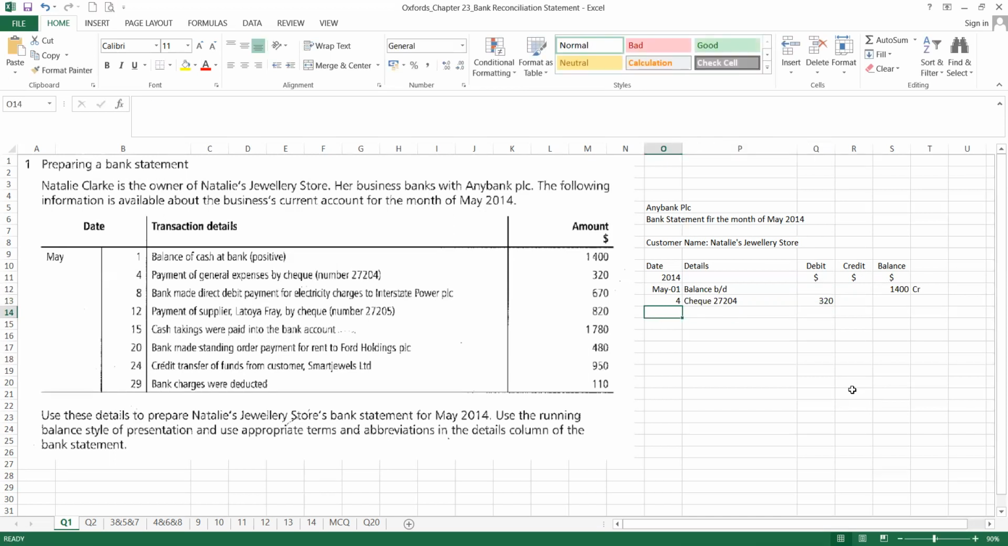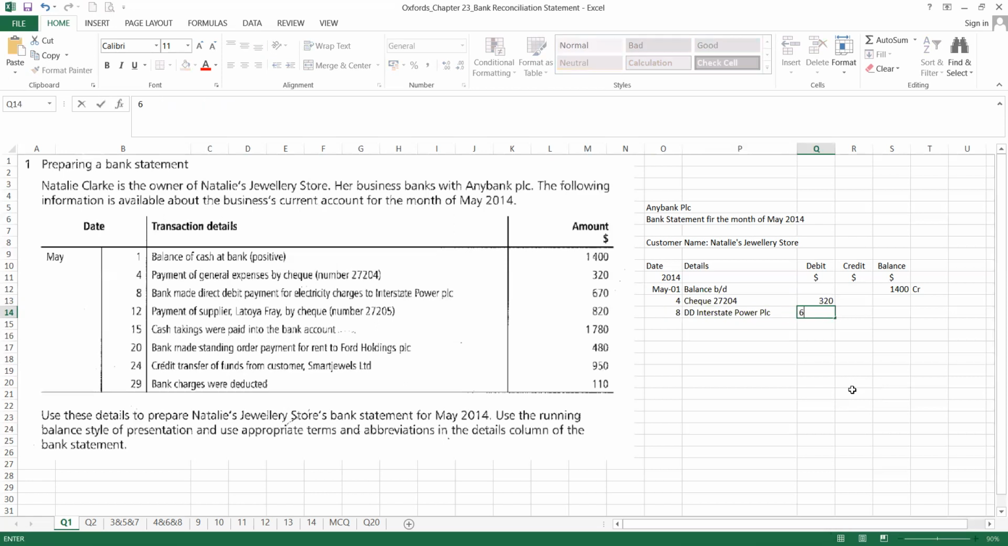Okay, next. On the 8th, bank makes a direct debit payment for electricity charge to Interstate Power. So here is a direct debit. You can put direct debit, or a short form. Direct debit, pay to who? Pay to Interstate, but they also don't know what you pay for actually.